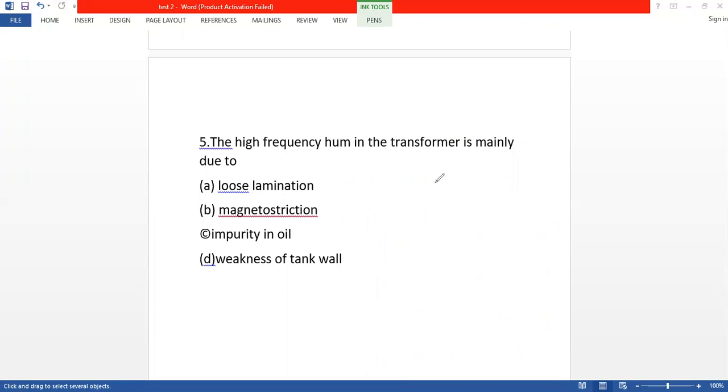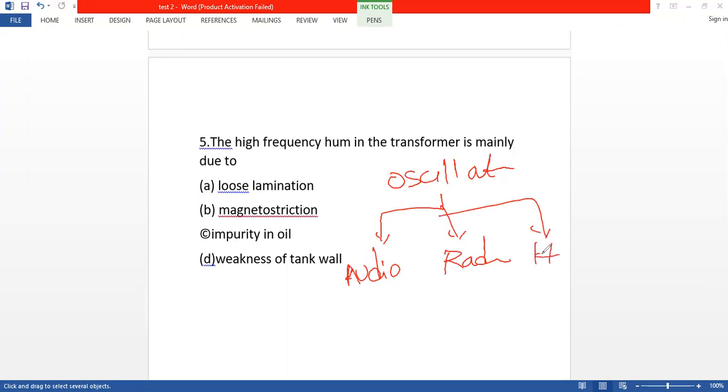Similarly, the frequency term will come. See here, there are oscillators. There are audio oscillators, radio frequency oscillators, and higher frequency oscillators. Audio oscillators are RC type oscillators, like the Wien bridge oscillator. Last year's question: which oscillator has both positive and negative feedback? The Wien bridge oscillator. Oscillators are always positive feedback. The only oscillator which has both positive and negative feedback is the Wien bridge.